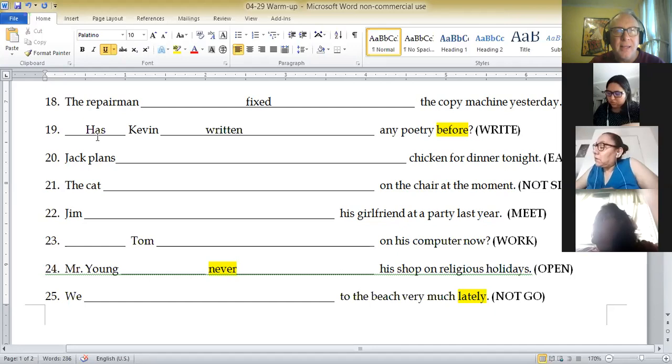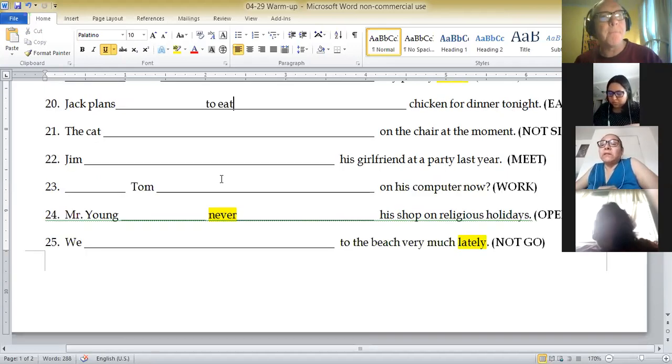All right. The next one has the word plan. Do we want to eat? Exactly, to eat. It's not present perfect. Infinitive. Infinitive for future action.